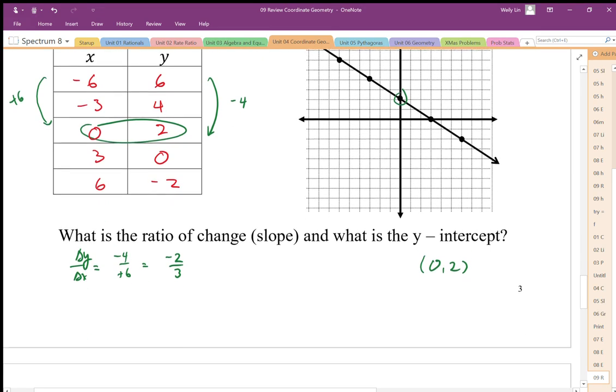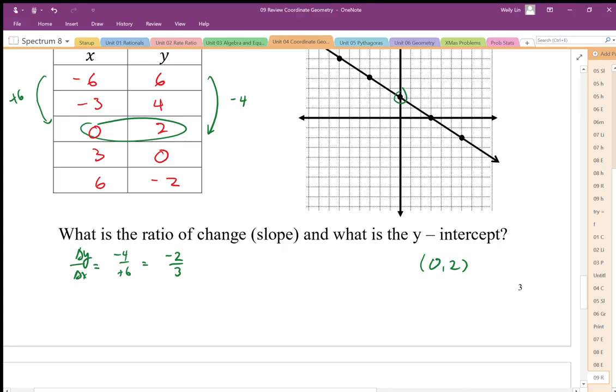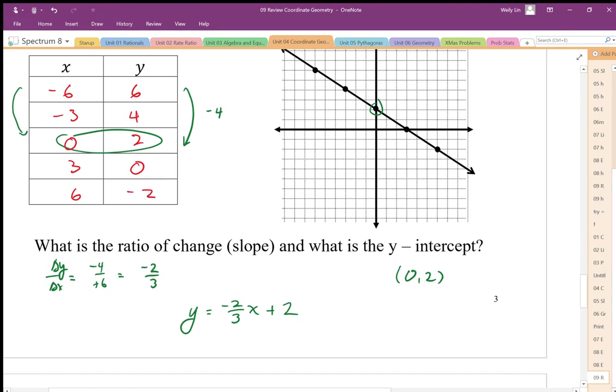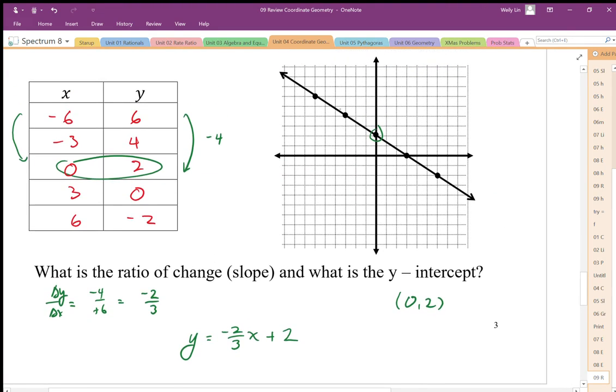Now, if I want to come up with my equation, I can write my equation as -2/3 x plus the starting point of 2. And that allows me to connect this idea of slope that I see in my graph, my table, and the starting point that I see in my graph and my table, onto my equation.